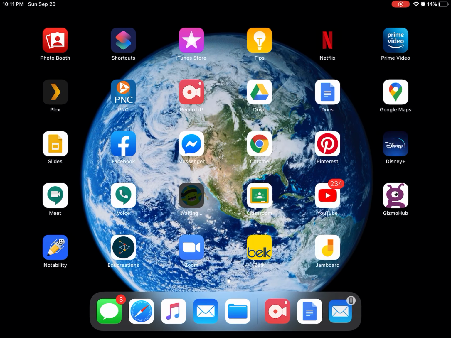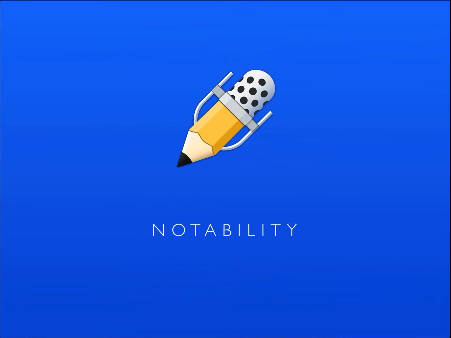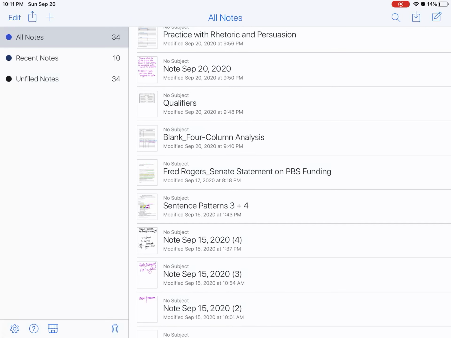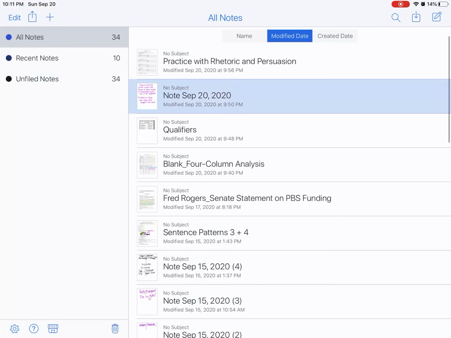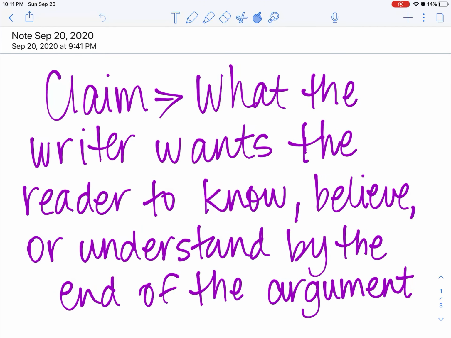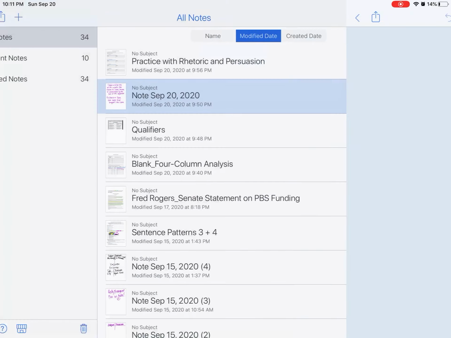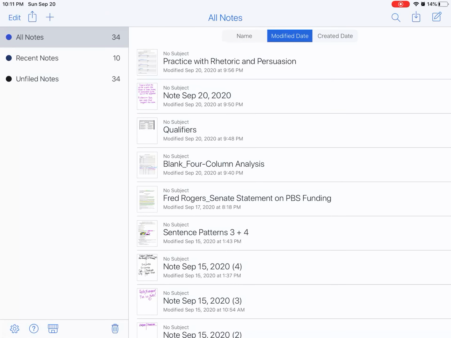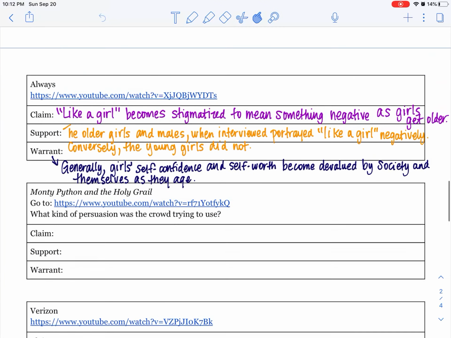Okay, so if we take a look at that same sheet, before that, let me give you a bit of notes again. So the claim is what the writer wants the reader to know, believe, or understand by the end of the argument. So if we take this piece and we go back to it and we take a look at the ad.